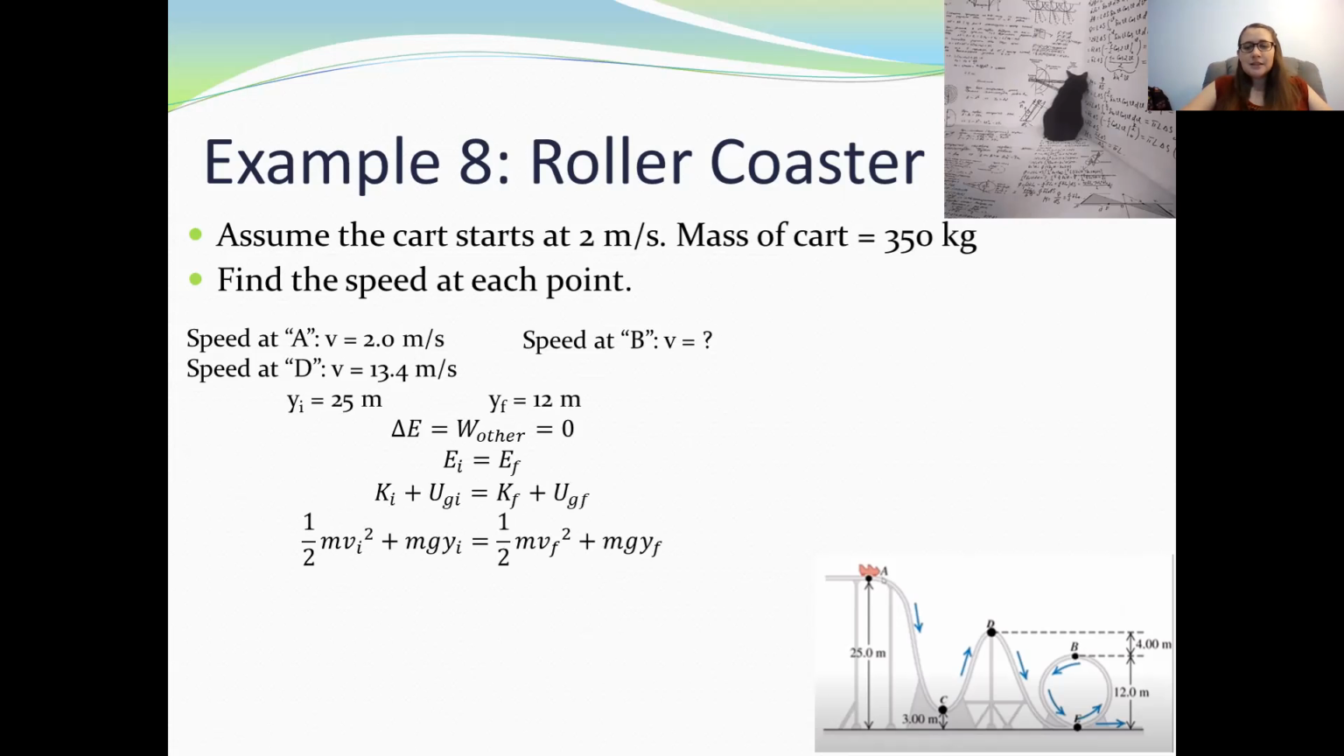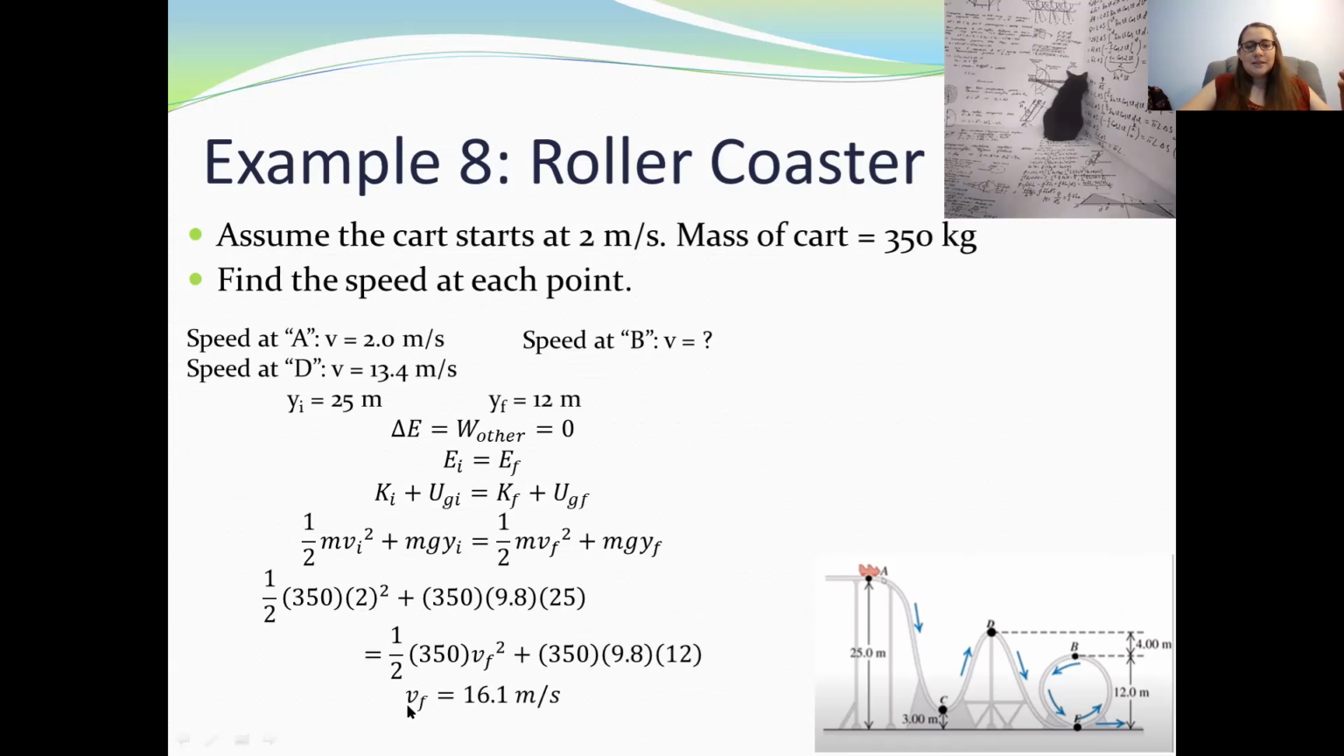At both of those points, it's still moving. It's still above the ground. So we have both of those types of energy at each location. Now all we have left to do is plug in really just this final height. That's the only thing that's changing here in this equation from point D to point B. And so once we plug that into our calculator, we can see this final velocity is 16.1 meters per second. Okay, so that's faster than 13.4 meters per second, which we would expect.